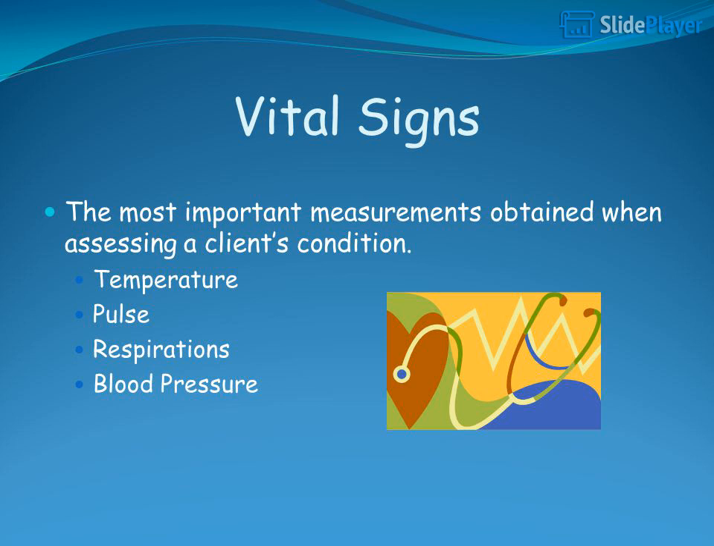Temperature, pulse, respirations, blood pressure. Vital signs. Drastic changes of these signs can lead to death. These signs are vital to life, thus the term vital signs. Vital signs are a good indicator of the body's ability to maintain homeostasis.